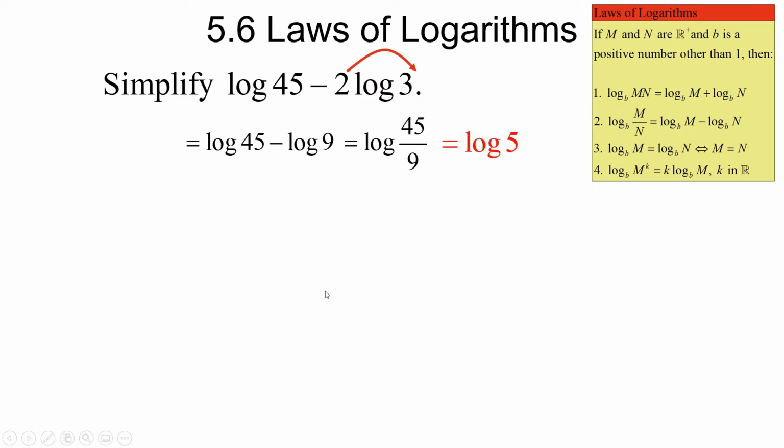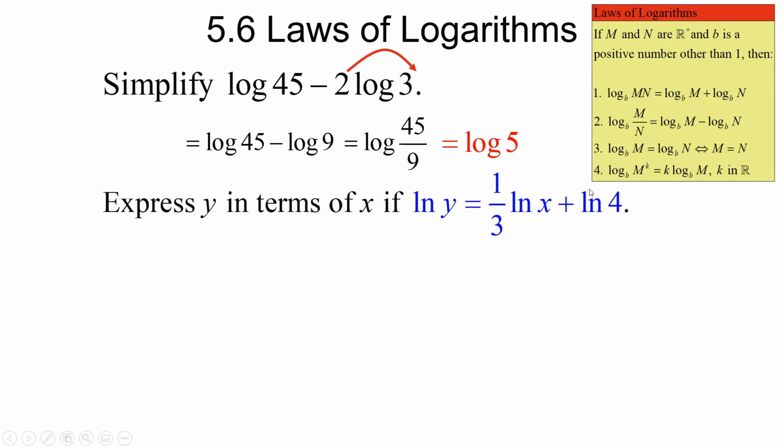Now, when I punch that out on my calculator, what did I get? 0.698970043. I'll bet you if I now punch out the common log of 5, I get the same thing. Common log of 5 is, and guess what? 0.698970043. So we have now simplified the common log of 45 minus 2 times the common log of 3, and we got the common log of 5. I'd say this is way prettier than the original.